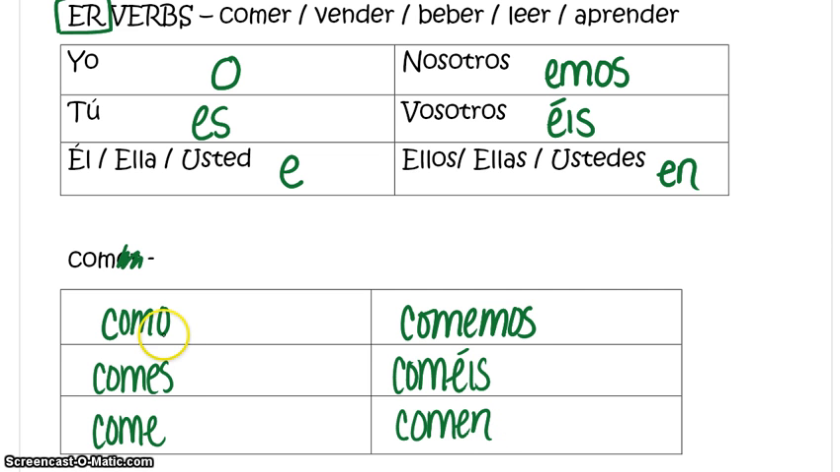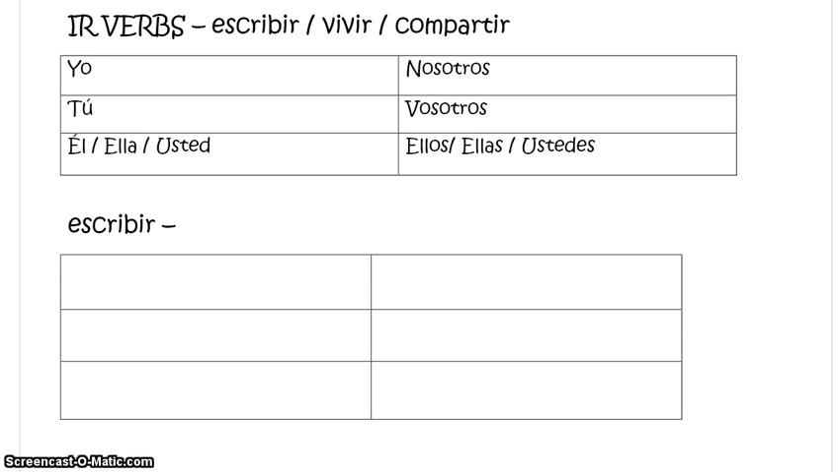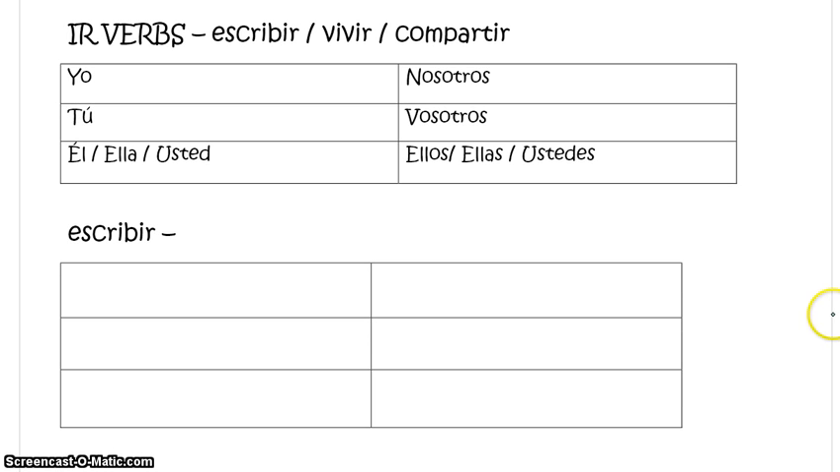Okay, so easy enough. We just took off our endings and added our new endings, just as we did when we learned our AR verbs. Now, IR verbs are very similar. Some IR verbs that we know are escribir, to write, vivir, to live, and compartir, to share. The endings with ER and IR verbs are almost the exact same. The only ones that are different are the nosotros and the vosotros forms.